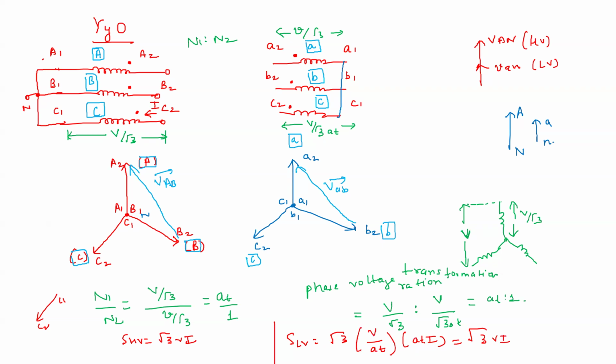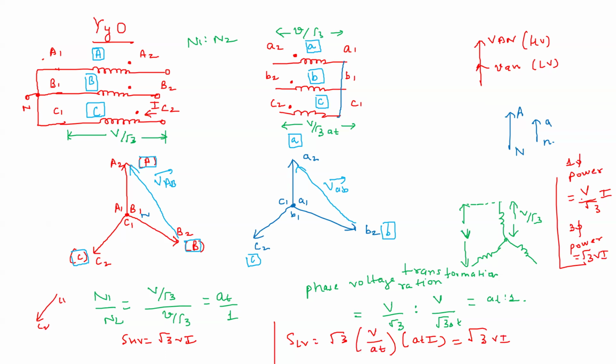This is the same thing which we have seen even for the single phase. So in this diagram, the single phase power is V by root 3 into I, and the three-phase power is root 3 VI, which is 3 times this V by root 3 into I.